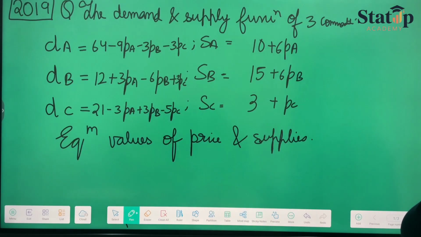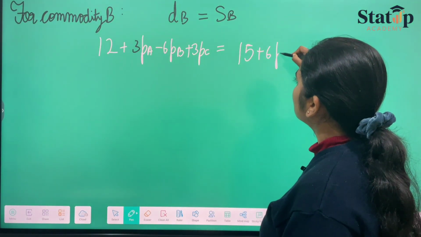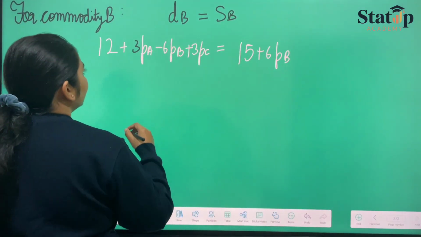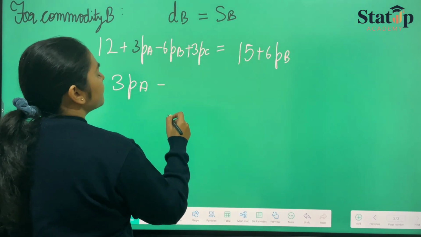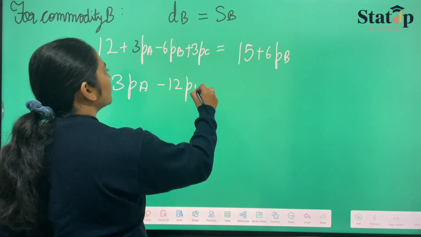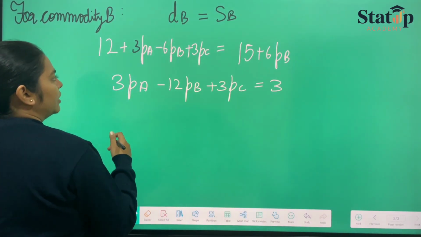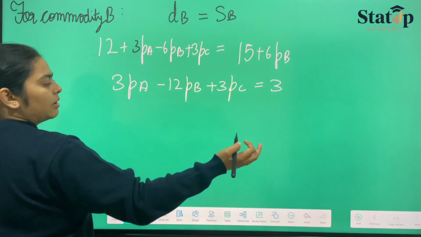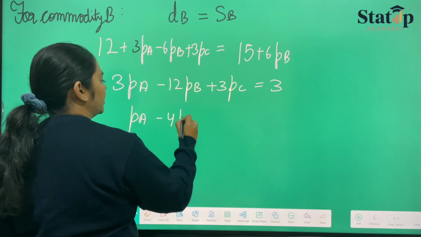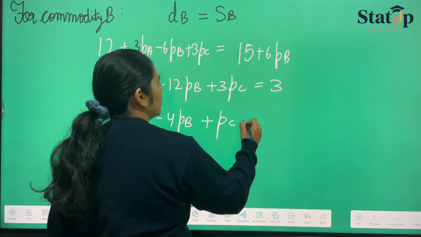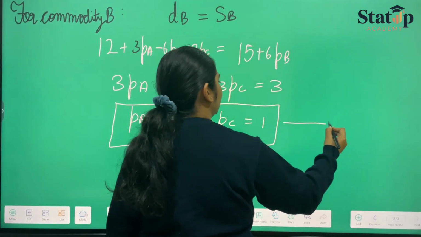And the supply function of B is 15 plus 6 PB. Taking everything on one side, we will be getting 3 PA minus 12 PB plus 3 PC equals to 3, because 12 goes there, 15 minus 12 will be 3. Dividing all of them by 3, we will be getting PA minus 4 PB plus PC should be equal to 1. This is our equation number 2.